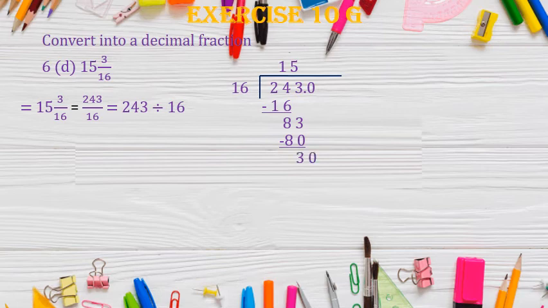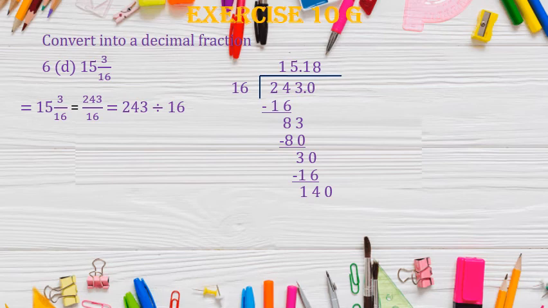and we will add the 0 to 3 so that it becomes 30, and 30 divided by 16. So 16 ones are 16, and we will put a decimal point in the quotient after 5, and now after the decimal point we will write 1. When we divide 30 by 16, 16 ones are 16. So 16 subtracted from 30 gives 14 as the remainder, and we add 0 to 14 so that it becomes 140, and 140 divided by 16.